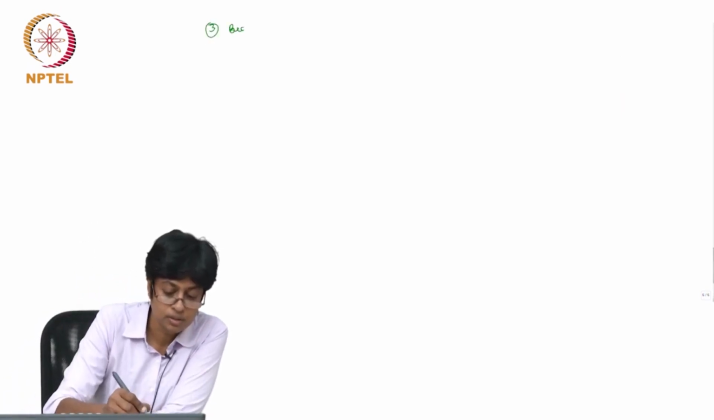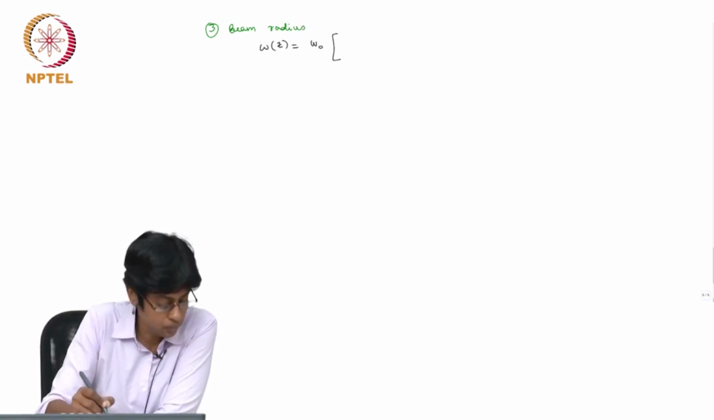The third parameter of interest, of course, is the beam radius. So we already had written out this expression in terms of omega naught.